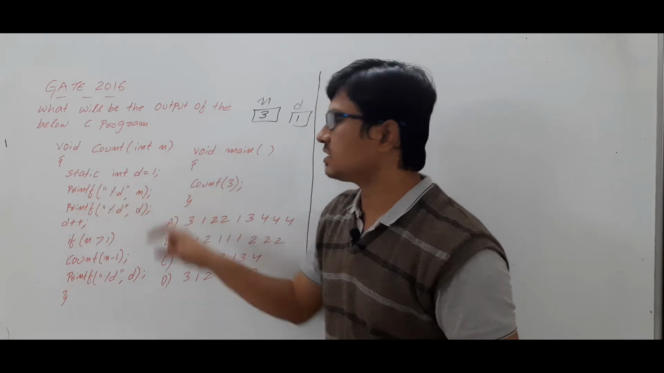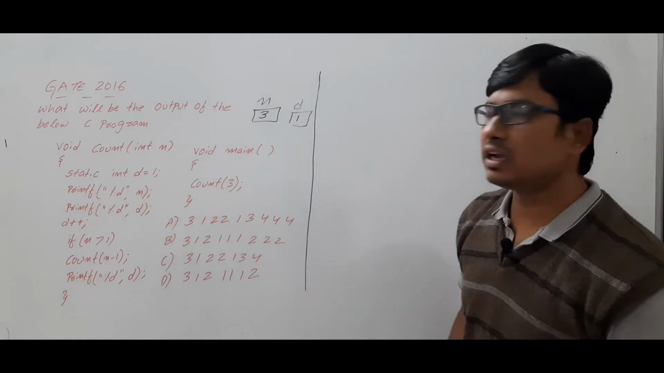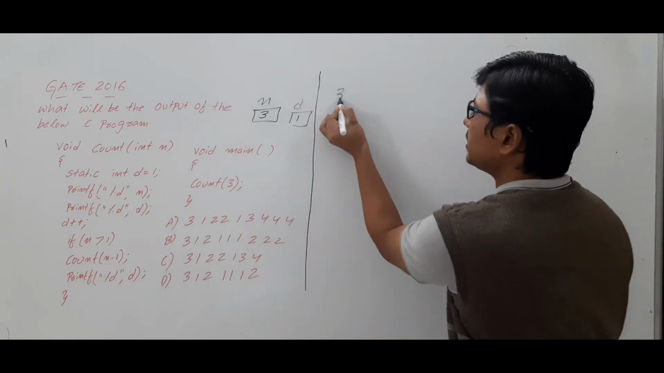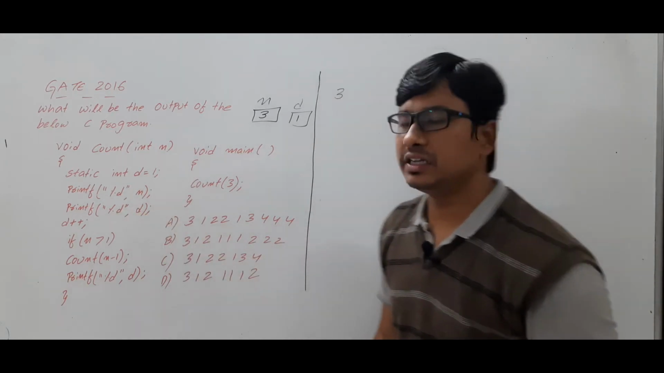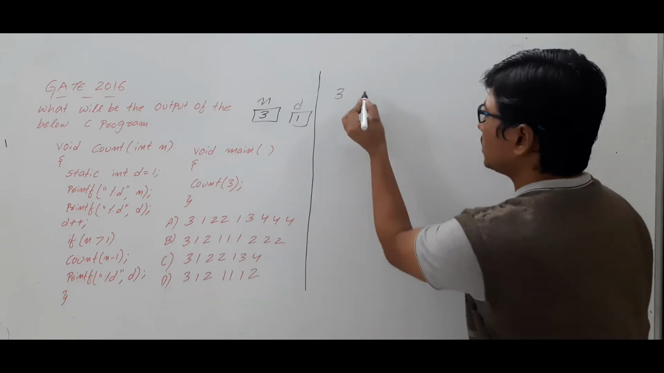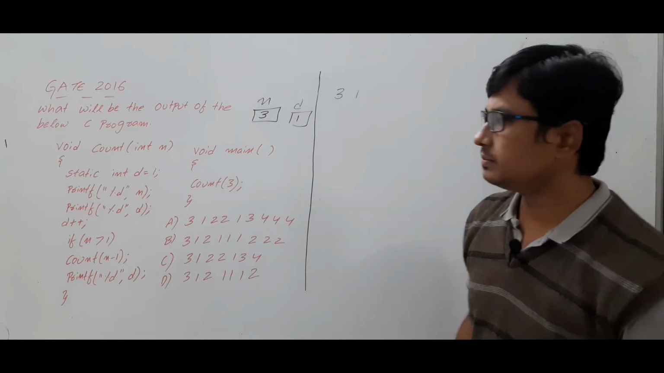Now printf with percentage d, n. So what is the n value? 3. So 3 will be printed. Okay, I agree. Then printf percentage d. What is the d value? 1. Okay, good. 1 is printed.